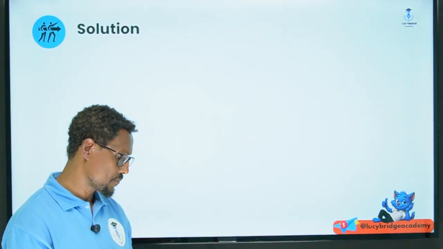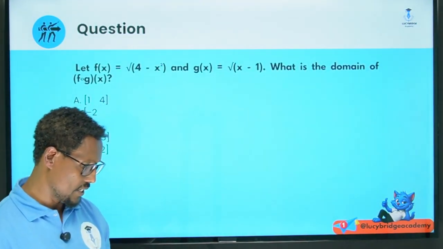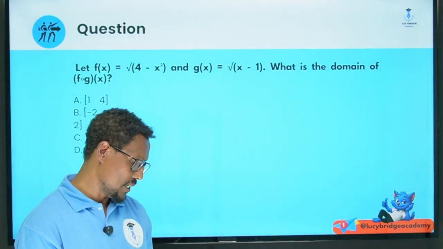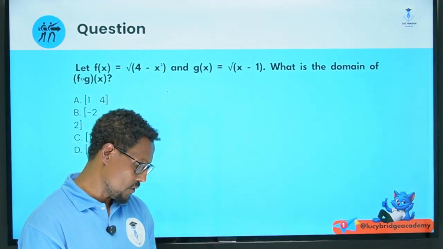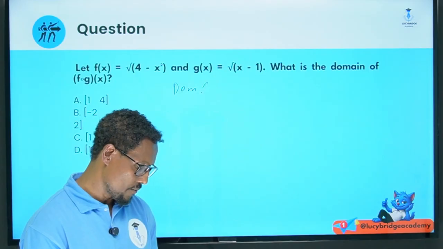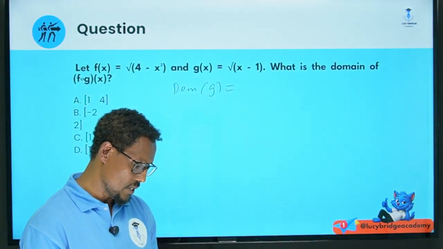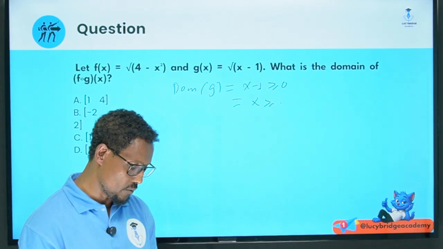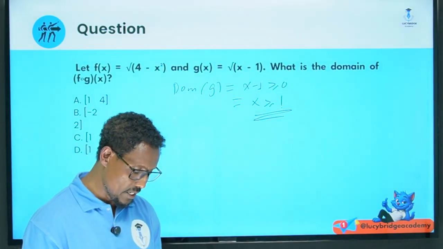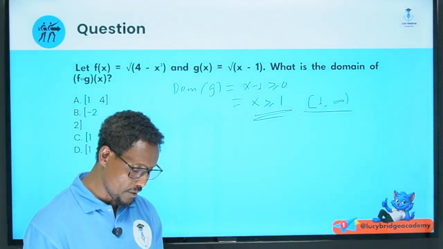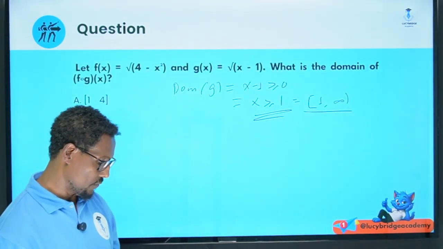Okay, next. Let f of x and g of x be given. What is the domain of f circle G? Same question, right? But I have to first find the domain of G. The domain of G: it is under a square root, so x minus 1 must be greater than or equal to 0, which means x must be greater than or equal to 1. That is the domain of G, in other words from 1 to positive infinity.